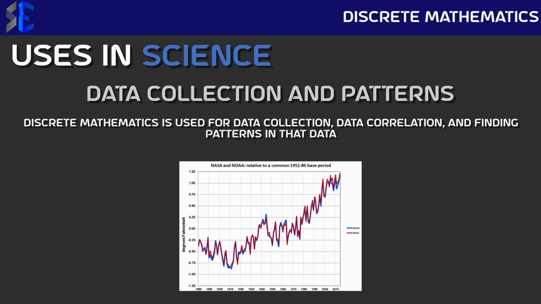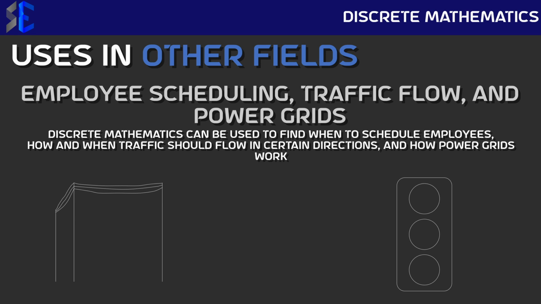Discrete mathematics also plays a large role in scientific data collection, data correlation, and data patterns. Mathematical relationships, propositional logic, and other discrete math-related subjects play a role in science and data collecting. Some other fields that use discrete mathematics are employee scheduling systems, traffic engineers, and power grid engineers. All of these technologies rely heavily on binary and propositional logic to operate effectively. For example, at an intersection with a traffic light, discrete mathematics is used to determine when a certain group of traffic lights should be turned on and off, and how they should interact with traffic lights down each street.